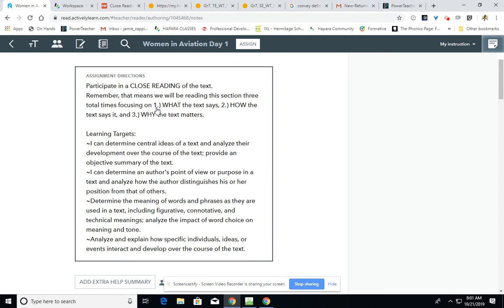When we read through the text, the first phase is to read for what the text says. The second phase is to read for how the text says it. And the third phase is to read for why the text matters.